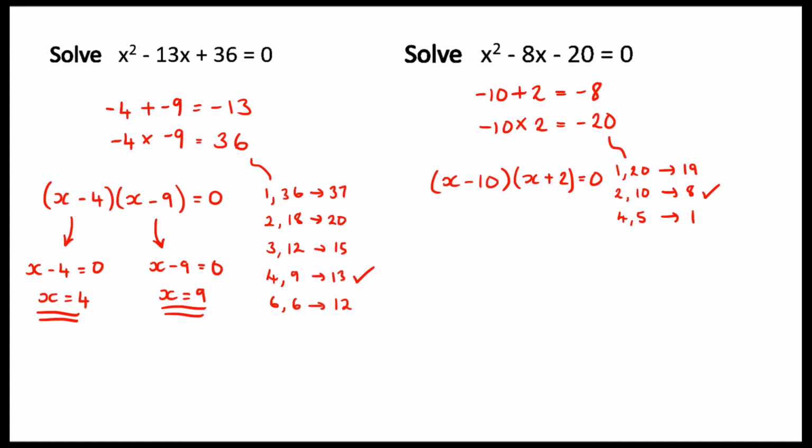From here we can solve the quadratic just as we did before. So the first part gives us x minus 10 is equal to 0, so therefore x is equal to 10 is one of the solutions, and the second bracket gives us x plus 2 is equal to 0, so x is equal to minus 2. That would be my second solution.